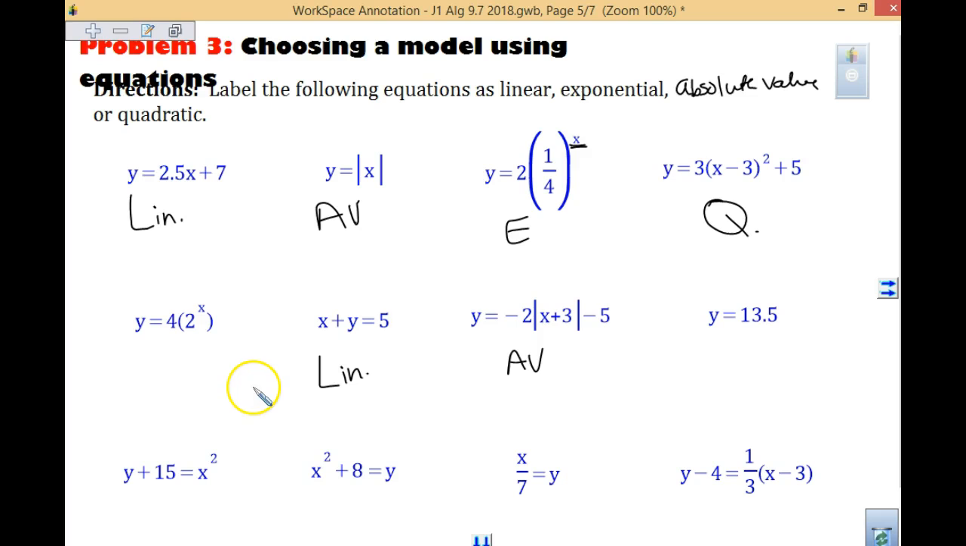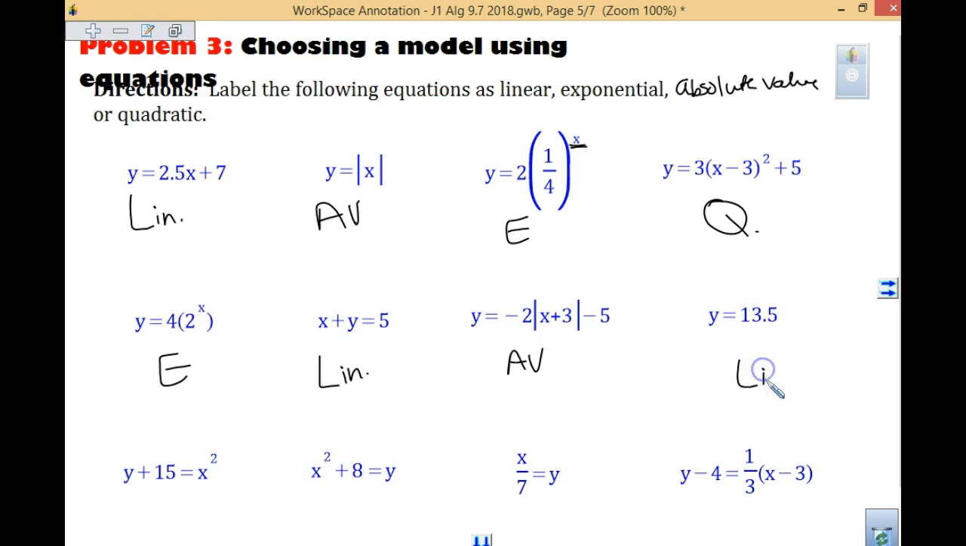All right. Dylan, what do you guys have? For the exponential? For this one? Yeah. I agree. Exponential. Linear, absolute value. Jake, you two back here, what do you have? This one right here. Y equals 13.5.